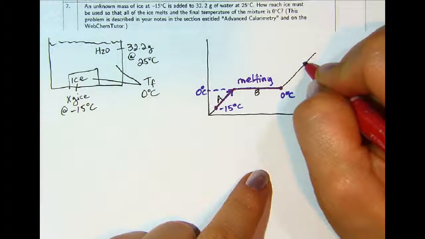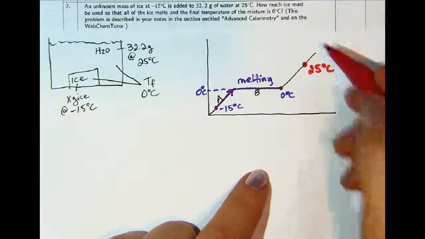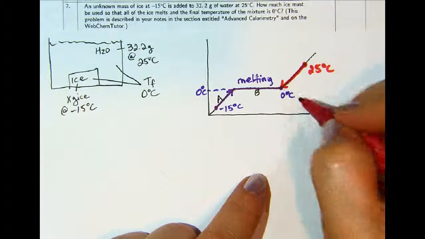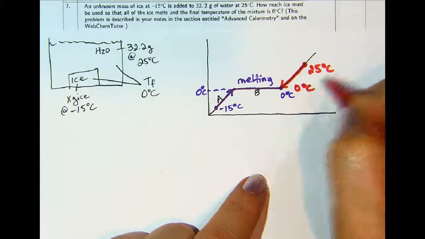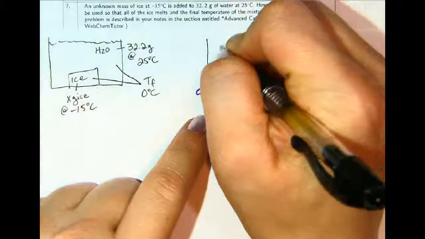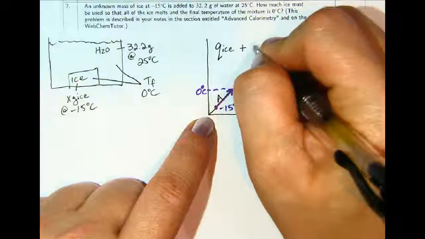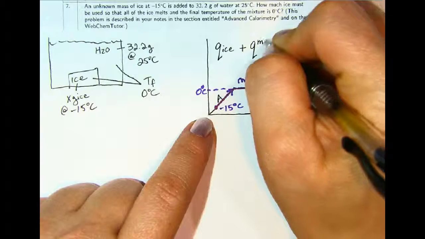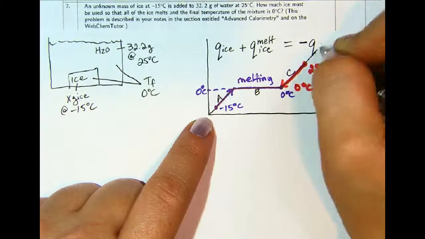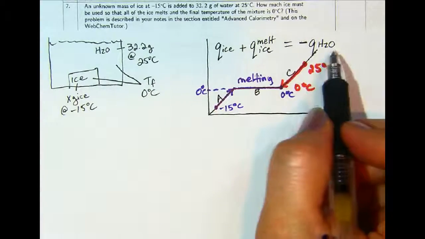We have water that's at 25 degrees Celsius, and the water is going to cool down until it also reaches 0 degrees Celsius. And we'll call this segment C. So the amount of heat that it takes to get the ice to the point of melting, plus the amount of heat it takes to melt the ice, should be equal to the amount of heat that is lost by the liquid water. So we can write our equation based on this.